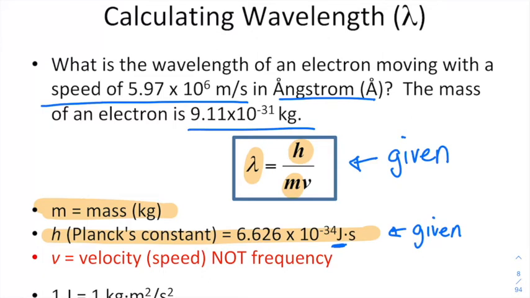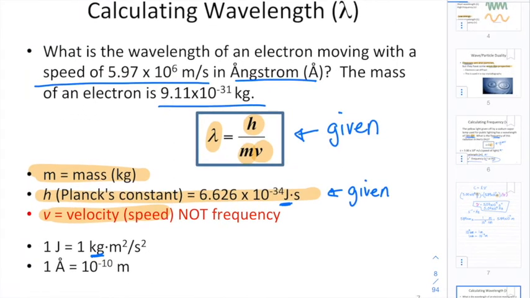And then the other tricky thing right here is this v is not the frequency, it is actually the velocity or the speed. Those of you who've had physics know the difference between velocity and speed is that velocity is directional. So if you were driving 25 miles an hour, that's your speed. If you were going 25 miles an hour north, that's your velocity. So it's got a direction to it. So here in this problem, we can get our wavelength given that we have our Planck's constant, we know our velocity, and we know our mass. So let's give this one a try.